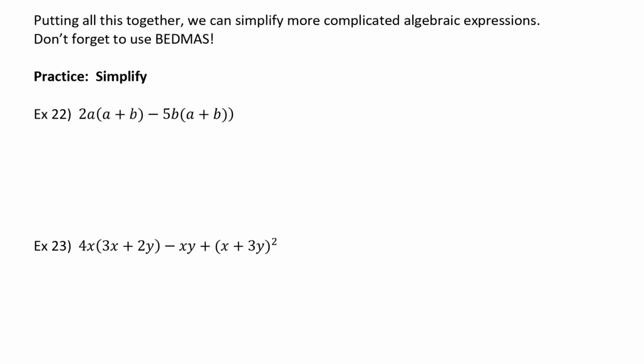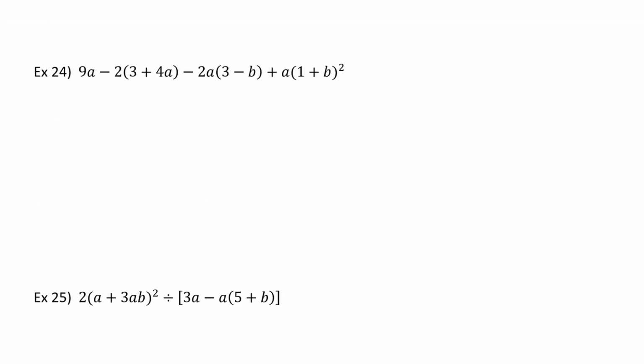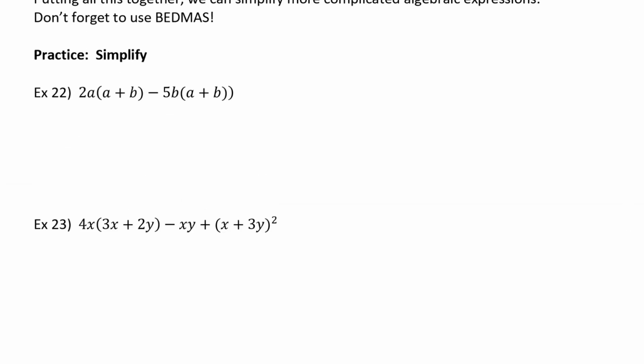Now you can take everything you learned today about distributing monomials, binomials, and polynomials, and then simplifying by collecting like terms. But now we're going to do it together with BEDMAS. So I'd like you to try these on your own. Try example 22, 23, 24, and 25. For 25, you're going to need a fair bit of space, I think, to answer that one. So make sure you give yourself enough. So give these a try, and then I'll take them up.